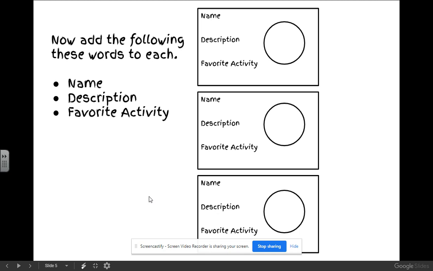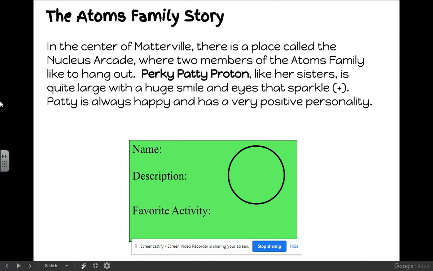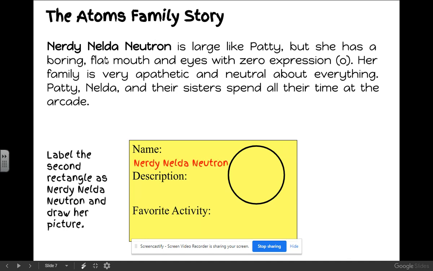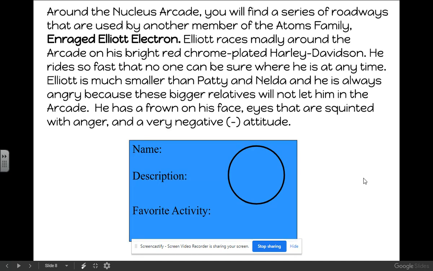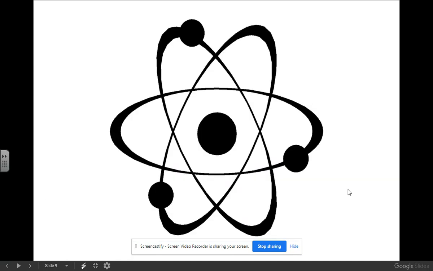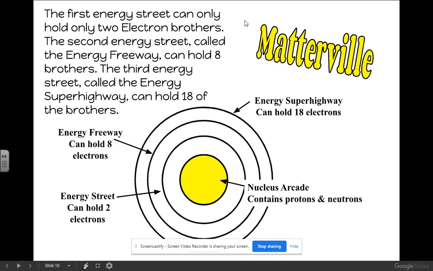And now we are ready to actually talk about the Atoms family. Now I'm not going to go through all of this, but there are stories that you will read about Perky Patty Proton. You will also read about Nerdy Nelda Neutron, and complete their little cards. And then you're going to read about Enraged Elliot Electron and complete his atom card. So it's just to get you started.